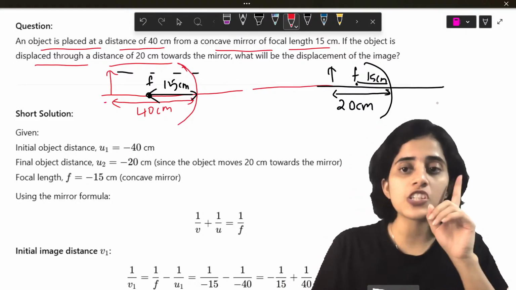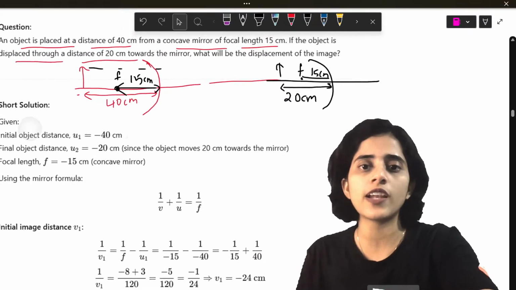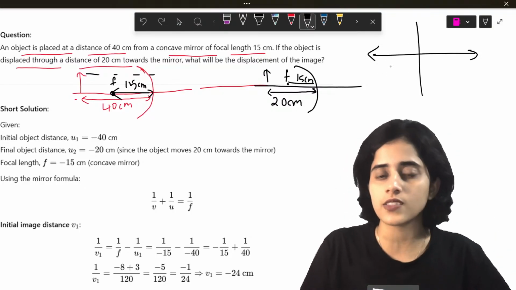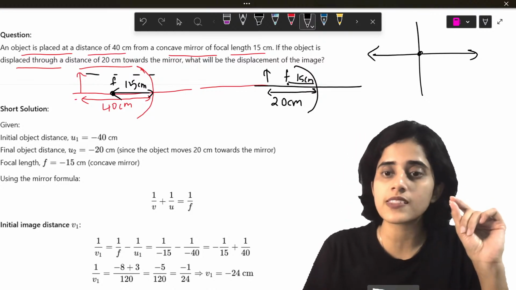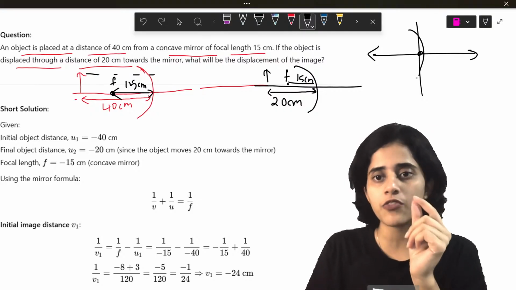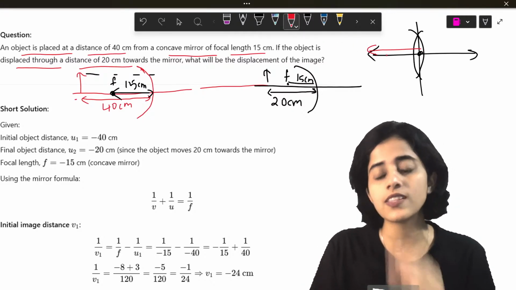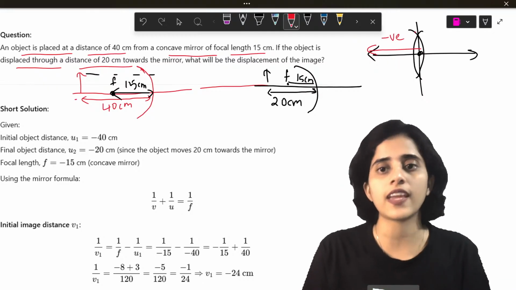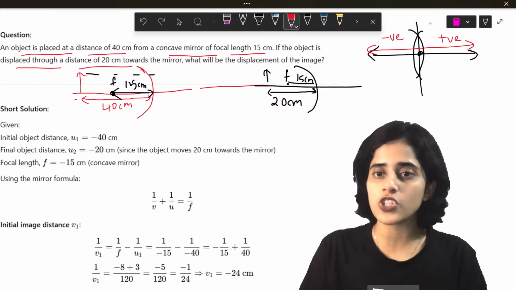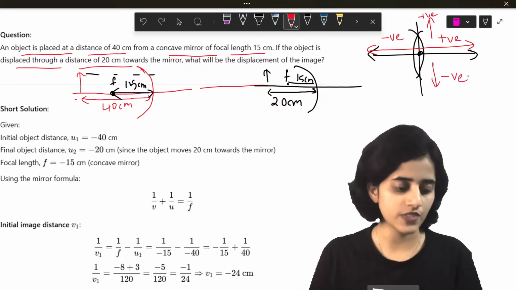Now, sign convention is very important for all questions related to ray diagram optics. Last class I've already taught you this, but those who haven't attended, I'll tell you once again. Let's say this is your axis. All measurements are taken from the center of the mirror or center of the lens, which is called the pole. If the measurements are taken towards the left, it is always negative. If it is taken towards the right, it is positive. If it is measured upwards, it is positive. If it's measured downwards, it is negative.